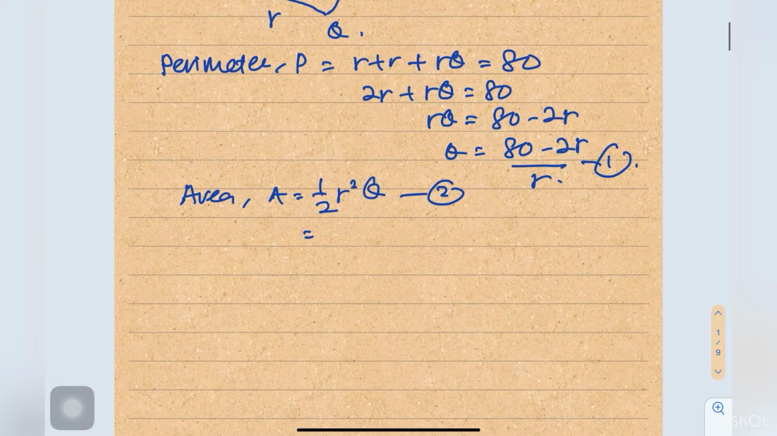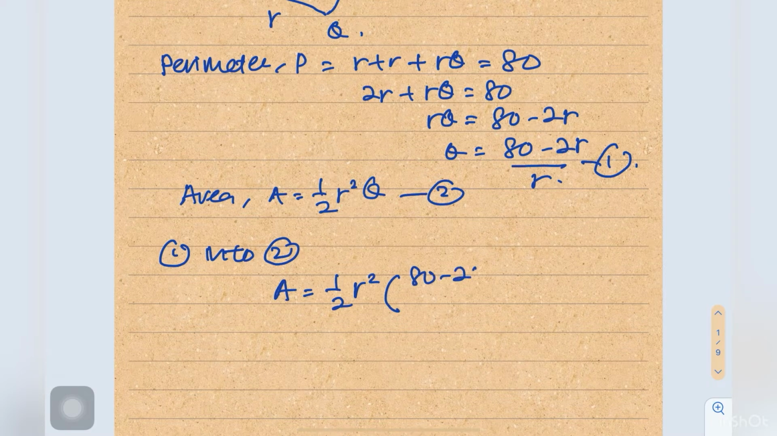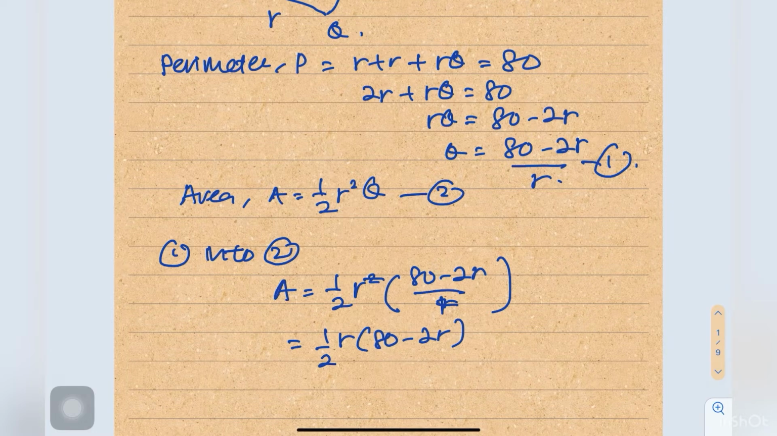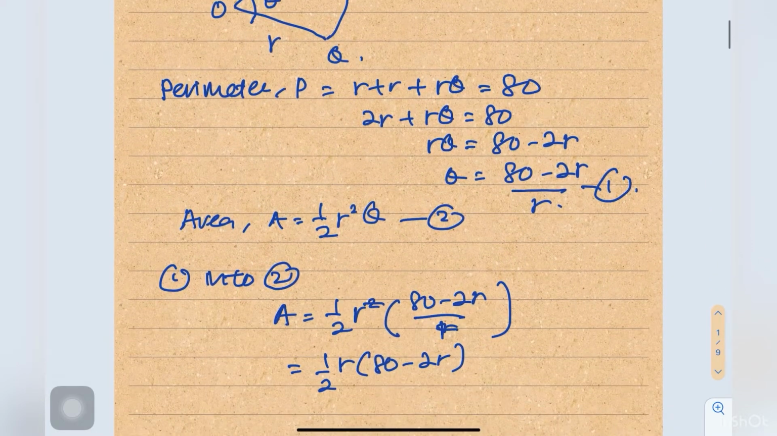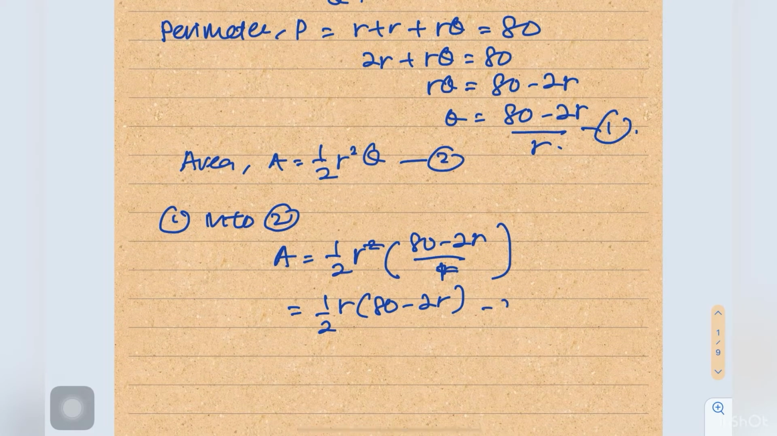So then we substitute 1 into 2. Here we have A equals 1 over 2 R squared times 80 minus 2R over R. Then we can simplify this, it becomes 1 over 2 R, 80 minus 2R. So now we have already shown the formula of area. So, shown.